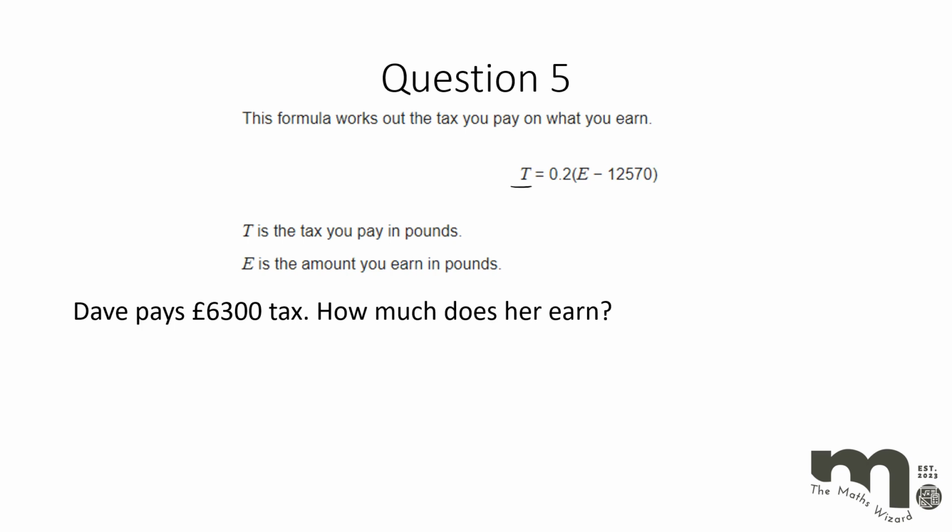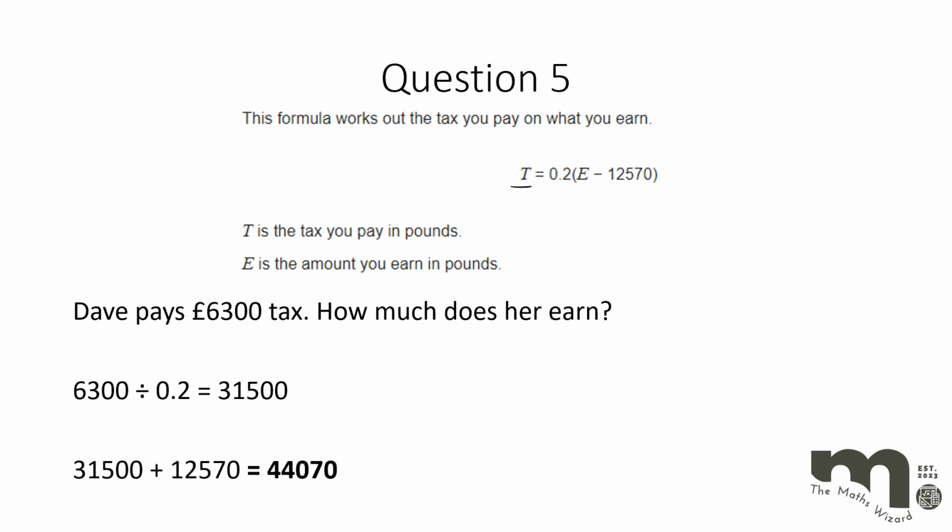Okay, so think about what you were doing previously. So before, at the end, we multiplied by 0.2. So the opposite of that is to divide by 0.2. And that will tell us what is inside the brackets. Okay, so we know that we've got a total of 31,500. So remember, the opposite of subtracting 12,570 is to add 12,570, and that will tell us how much Dave earns.